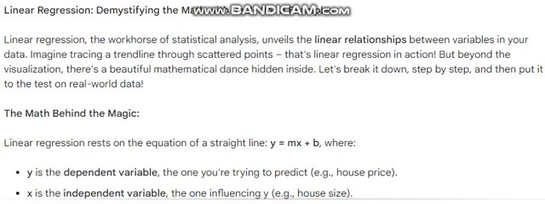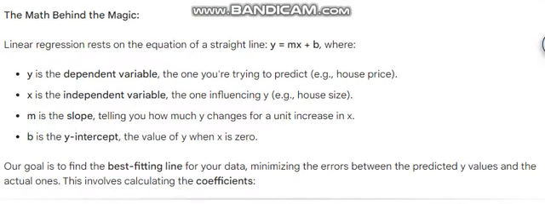Linear regression rests on the equation of a straight line, y equals mx plus b, where y is the dependent variable, the one you're trying to predict, e.g., house price. X is the independent variable, the one influencing y, e.g., house size. M is the slope, telling you how much y changes for a unit increase in x. B is the y-intercept, the value of y when x is 0.